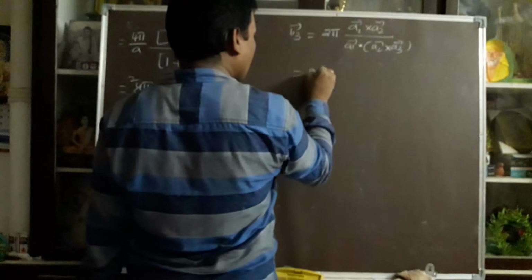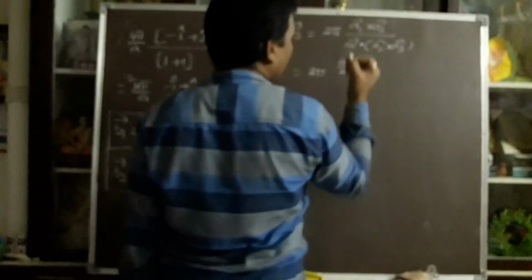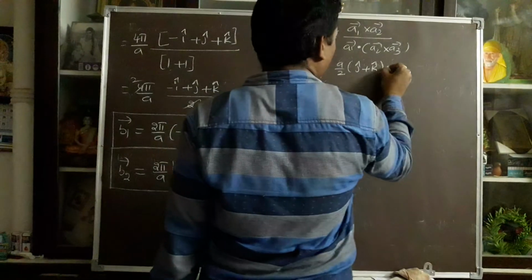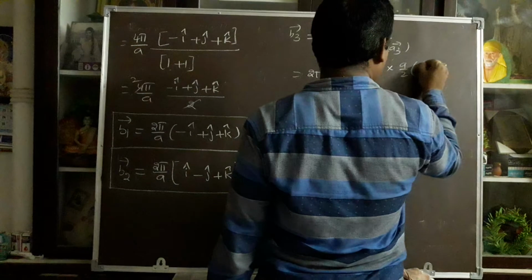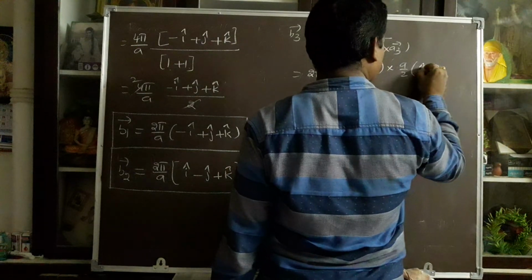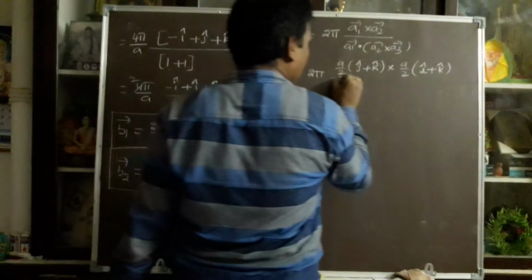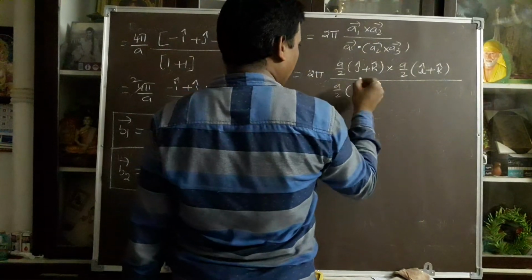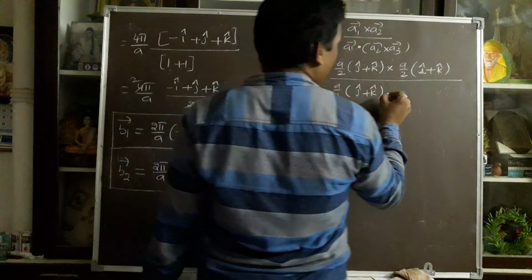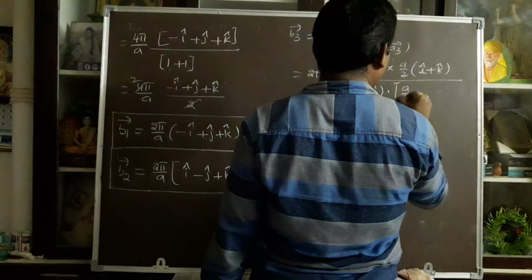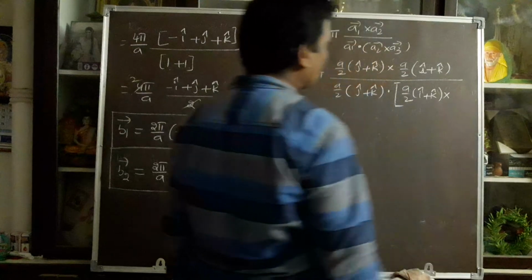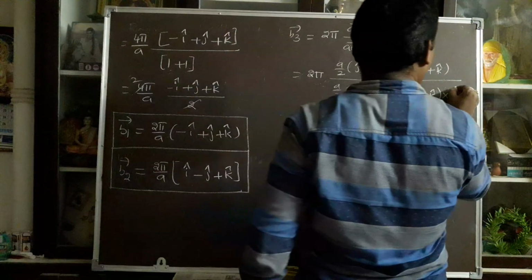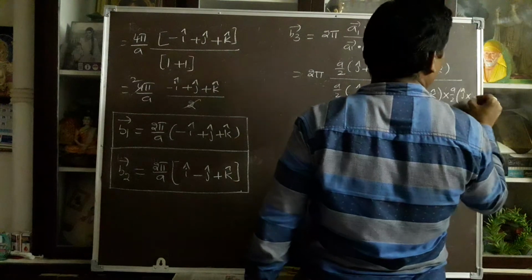Substituting in this equation, 2 pi into A1, which is A by 2 into (J bar plus K bar), cross A2, which is A by 2 into (I bar plus K cap), divided by A1, A by 2 into (J cap plus K cap), dot A2, A by 2 into (I cap plus K cap), cross A3, A by 2 into (J cap cross I cap).